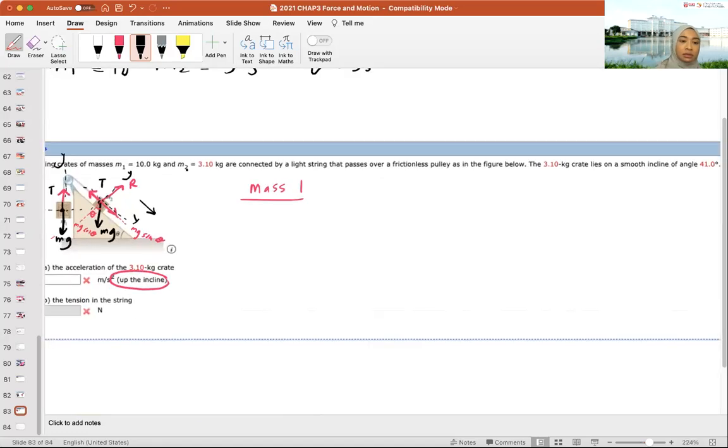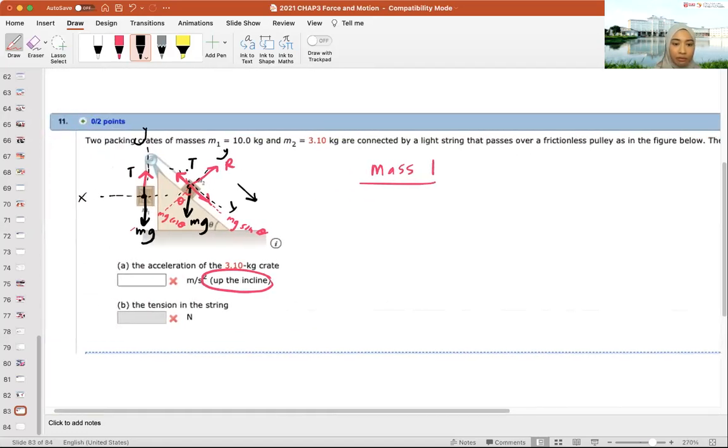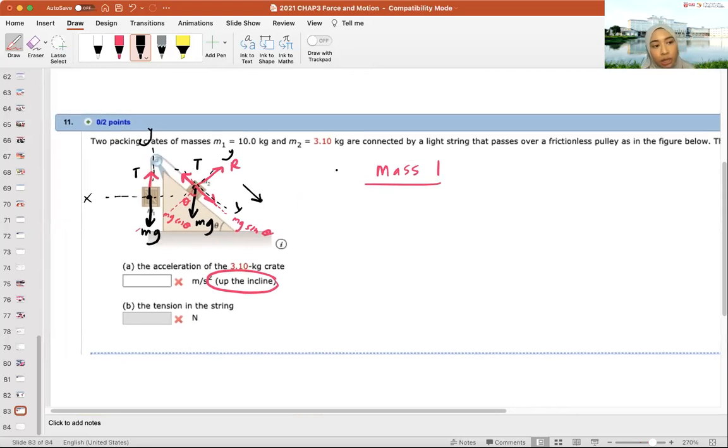Sorry, the small one. So actually here, our FX is parallel to our motion. Our FX for mass number 2 is parallel to the motion. This is FX. But for mass number 1, the motion is in the FY. So can the axes be different? Yes, you can.